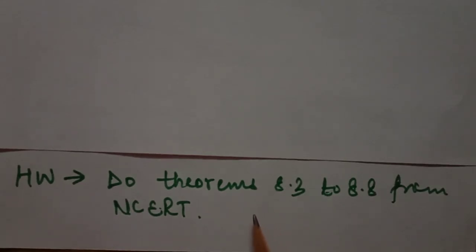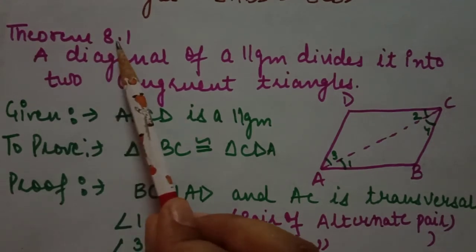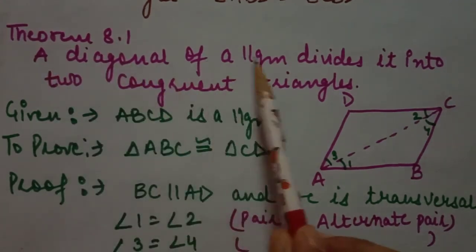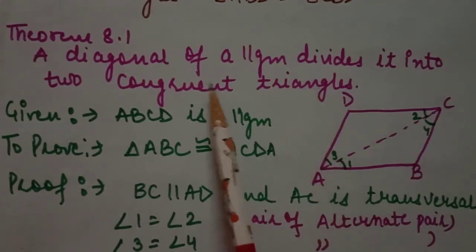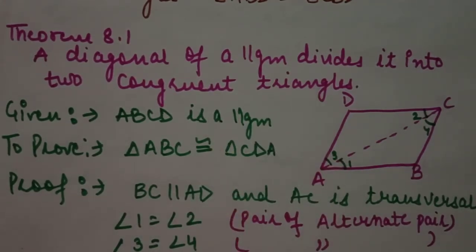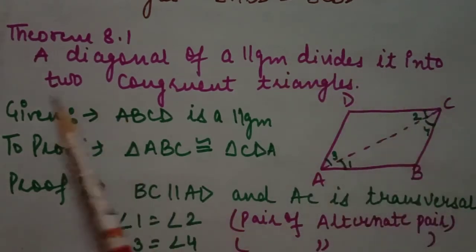So students, now the solution of your lecture 1. In the solution for lecture 1, we have to revise theorems 8.1 and 8.2. Theorem 8.1 is: a diagonal of a parallelogram divides it into two congruent triangles. This theorem we used so many times today, in the second method to solve the question. So we have to revise this theorem. A diagonal of a parallelogram divides it into two congruent triangles.